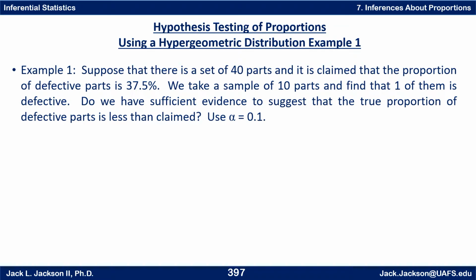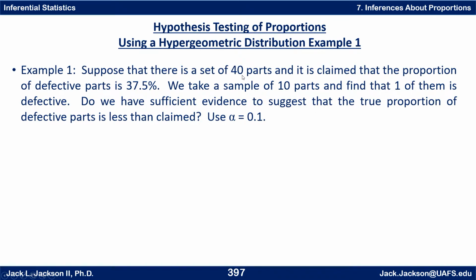We're just doing a p-value, and remember what a p-value is. It's the probability of getting something as extreme as what we actually got, or something more extreme. We're doing less than, so this is a left-tailed test, because we're testing to see if the proportion of defective parts is less than claimed. 1 out of 10 is 10%, which is certainly less than 37.5%.